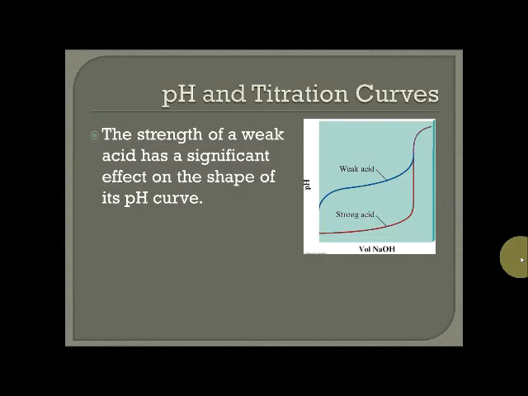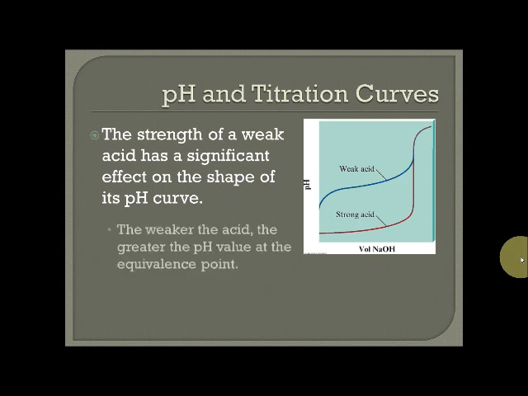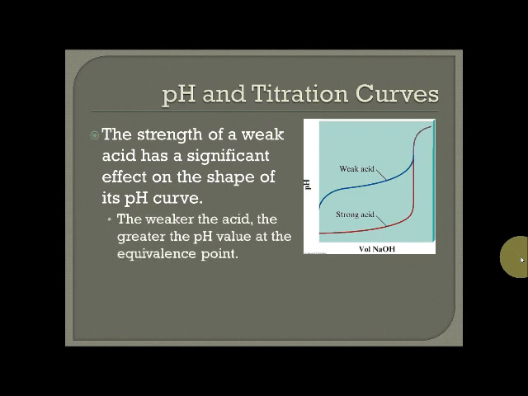A couple of things to think about with our pH curve and titration curves is that the strength of a weak acid has a significant effect on the shape. So a strong acid, if you notice the red line is the strong acid, and it starts off really low in pH, and then it has a very steep point at which it switches over to being on the base side of things. But a weak acid starts off higher and it's a little bit more gradual. So the weaker the acid, the greater the pH value at the equivalence point as well.